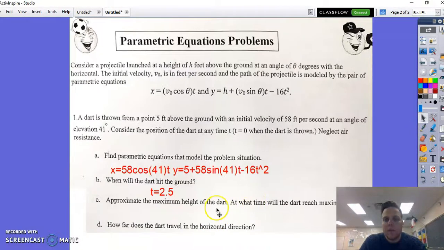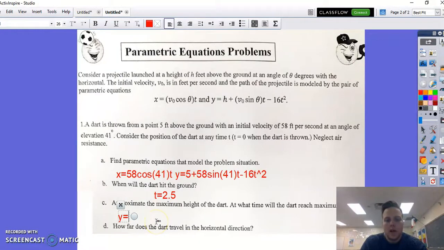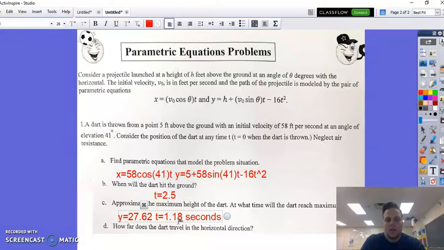Now it says approximate the maximum height of the dart. At what time will the dart reach maximum height? We can use our calculator to do that once again for us. So we grab our calculator, we hit trace, and we're just going to trace up to the very tip top. And when you look here, y equals 27.62, 27.39. 27.62 is our height. So the maximum height of the dart, y, was equal to 27.62. And then it says at what time will the dart reach maximum height? So t equals, well, let's go over here and look at what t is. It tells me that t is 1.178, so I'm just going to round that to 1.18. So t equals 1.18 seconds. I should really be putting feet on all my y's and seconds on all my t's.